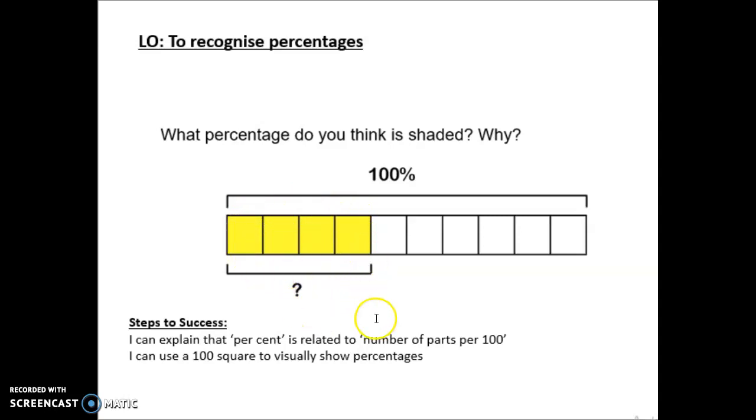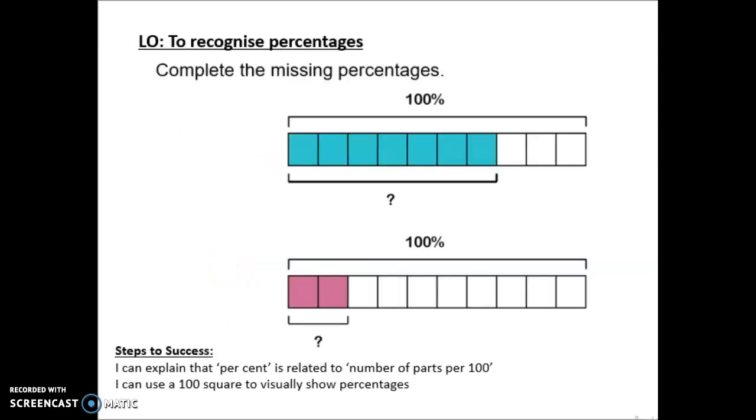40% is shaded, because it's 40 out of 100. So as a fraction, that would be 40 over 100. As a decimal, that would be 0.4. And as a percentage, it is 40%. Let's look at a couple more.